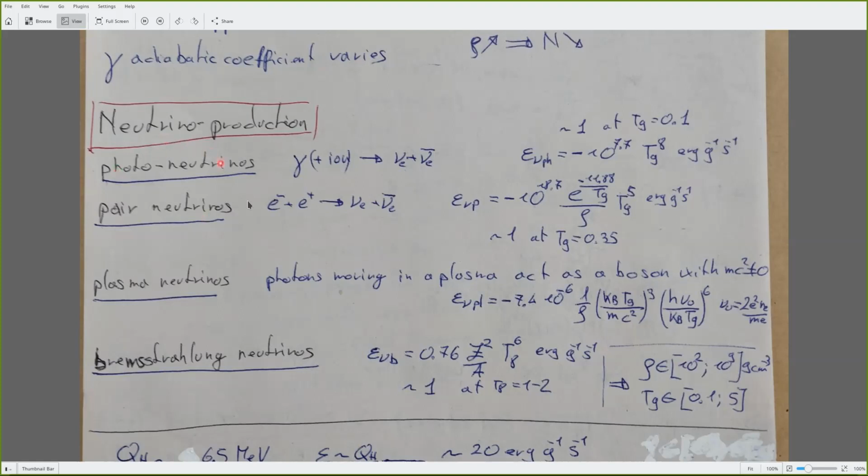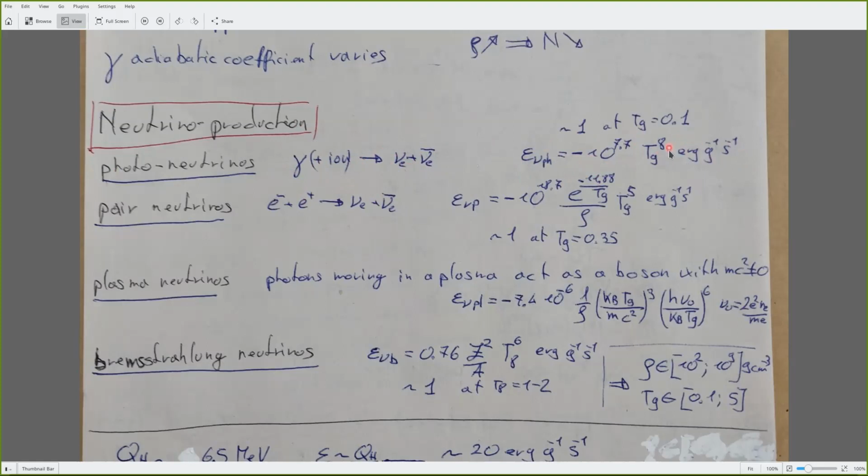We can have photoneutrinos as something similar. A photon interacts with an ion and produces a pair. One of the channels, as we talked about in reactions, for each reaction among particles, you can have several channels going out. One of these probable channels is also the production of a pair of electronic neutrinos, and you can see here the energy loss, essentially.